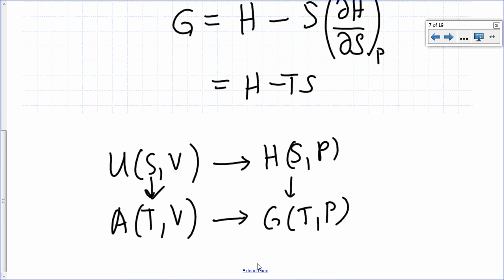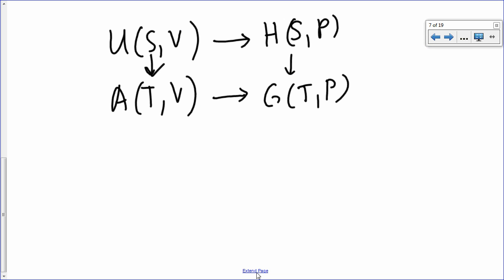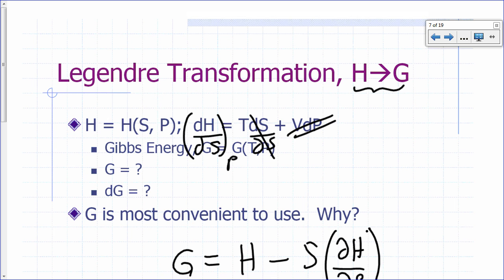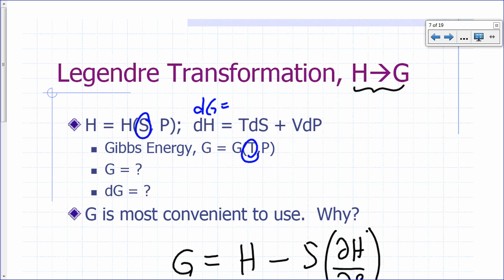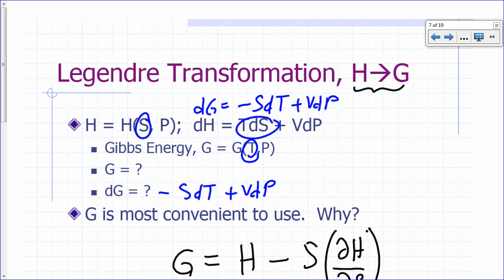what would be the expression for dG then? If dH, let's go back up here. You should be able to quickly determine what the expression for dG is based on this. What transformation did we do from H to G? We replaced S by T, right? So we're going to switch roles for S and T. So instead of TdS, you're going to have negative S dT plus VdP. Okay, so dG is negative S dT plus VdP.